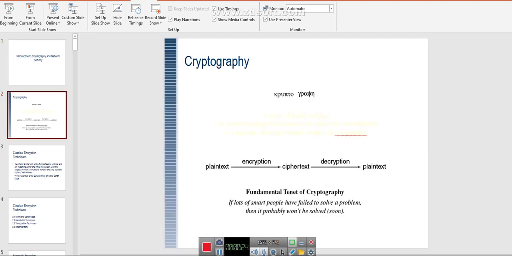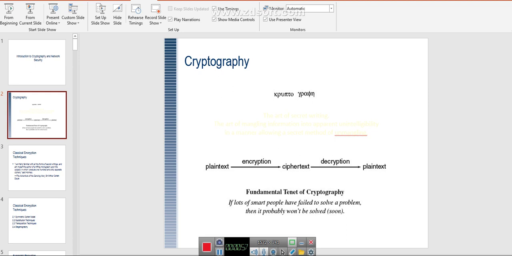The term cryptography is derived from two words. One is Greek, which is kryptos, and the other is graphene. Kryptos simply means hidden, and graphene simply means writing. So cryptography is hidden writing.